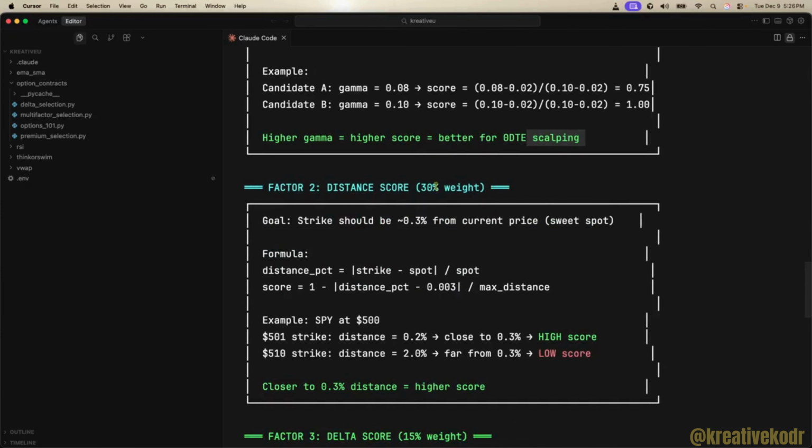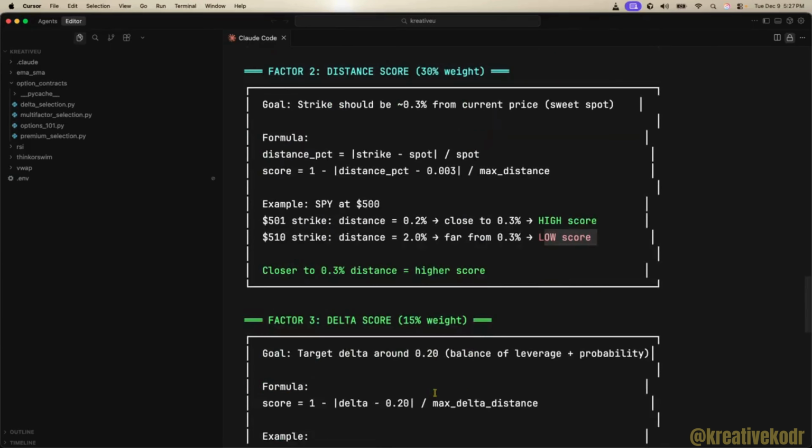Factor 2 is the distance score. The goal is for the strike to be 0.30% from the current price. That's our sweet spot. An example: at 500, a strike of 501 has a distance of 0.2%, closer to 0.3%, so a higher score. A strike of 510 has a distance of 2%, far from 0.3%, so a low score. Closer to 0.03 distance equals a higher score.